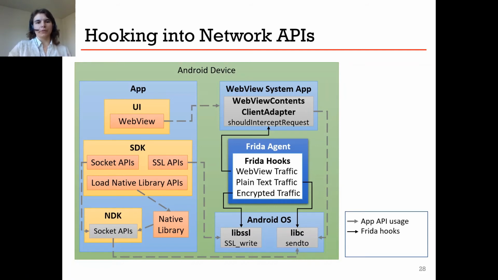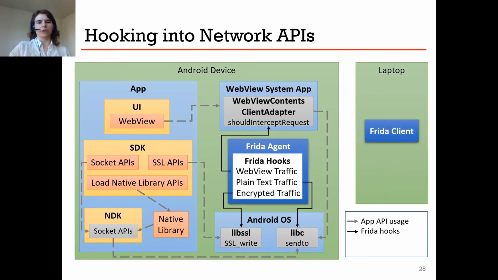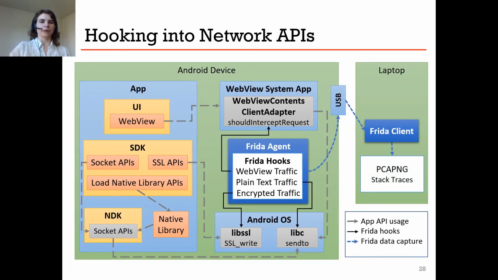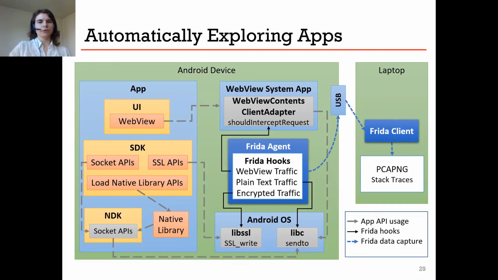To take the traffic from the Android device, we use the Frida client that talks to the Frida agent on the device through USB. And from there, we're able to collect network traffic data in any format that we want, for instance, PCAPNG. One last thing that we need here is a way to automatically explore apps. For this, we used prior art, a tool called DroidBot specifically. And DroidBot works by exploring the UI elements of apps in a breadth-first search or depth-first search manner.